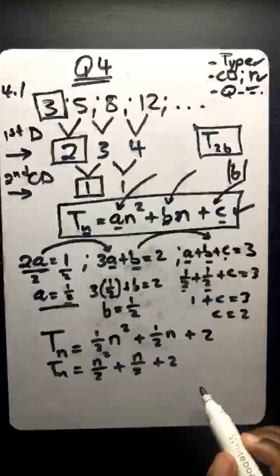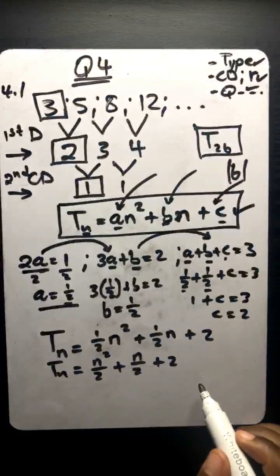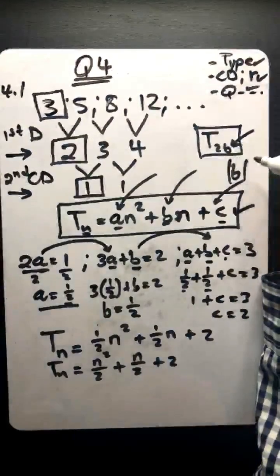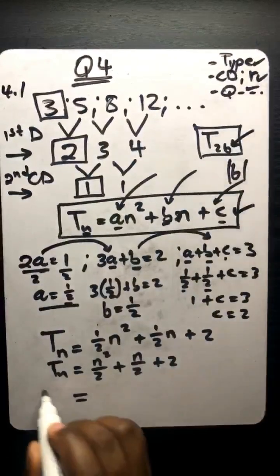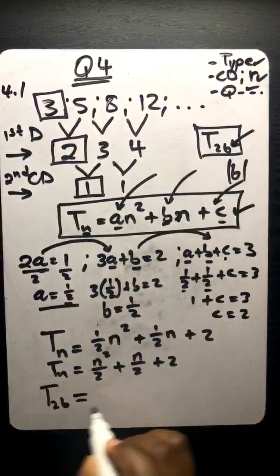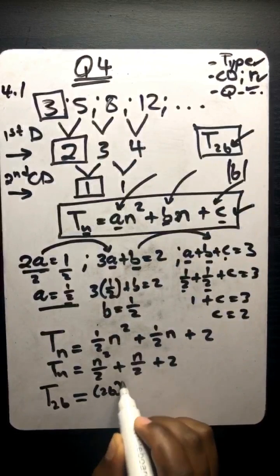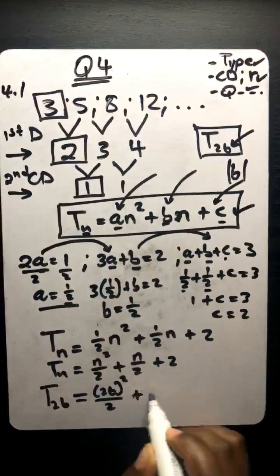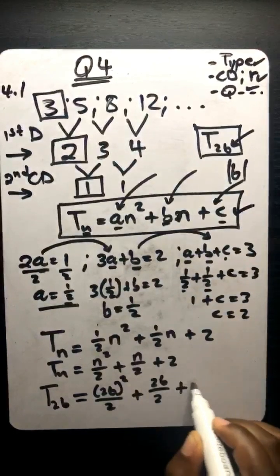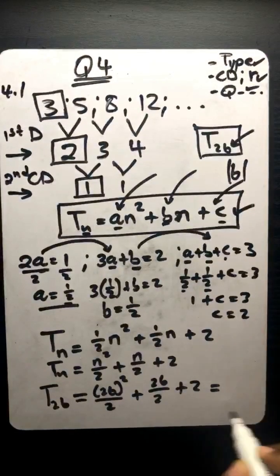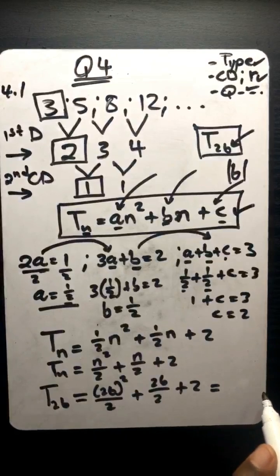Now the question, remember, said where you see n, substitute 26. So we are now going to calculate term number 26. Where you see n, you put 26 squared over 2 plus 26 over 2 plus 2. The answer that you get is term number 26. I'm not sure if you are getting that answer. What is that answer, honorable members?